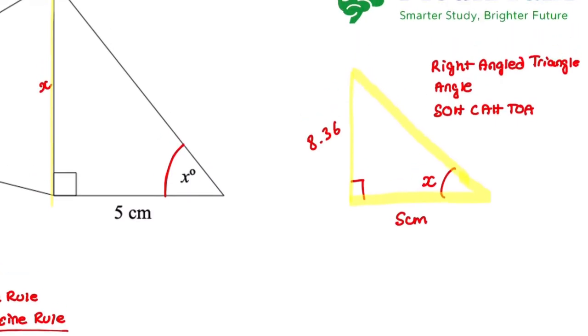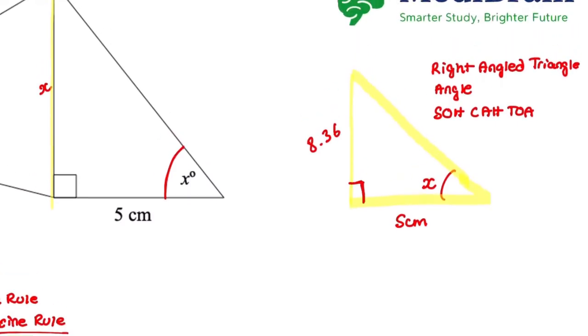So let's label our sides. First of all, the hypotenuse is always going to be opposite to the right angle. So opposite the right angle, we have the hypotenuse. Opposite the angle we've been given is the opposite. And then the side which is left over is the adjacent. Now, which side do we not need at all? We don't need the hypotenuse because we don't know any information about the hypotenuse at all.